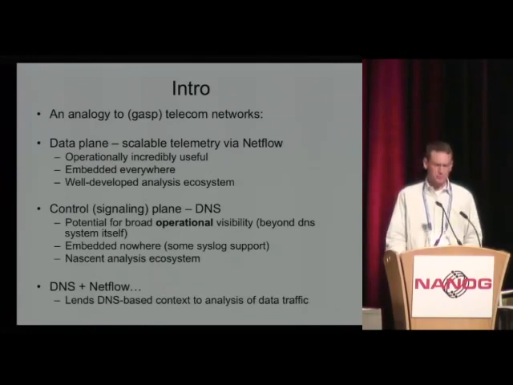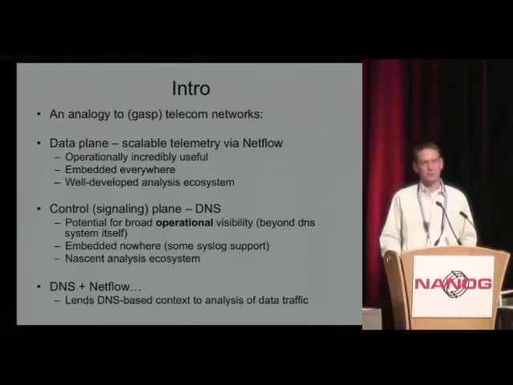But basically, if you want to understand what's going on within the data plane of a telecom network, it's really useful to look at the control plane, because when a user is dialing the phone, the control plane is what's setting up the network and setting up the call. So the control plane informs you about what's going on within the data plane itself. And can you do the same thing within an IP network? Well, I think you could argue that DNS is the closest thing to a signaling plane or control plane within an IP network. It's how the user expresses their intent.